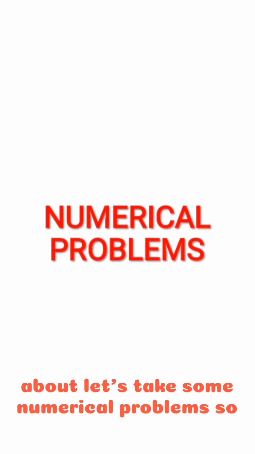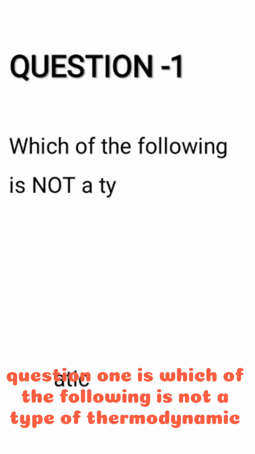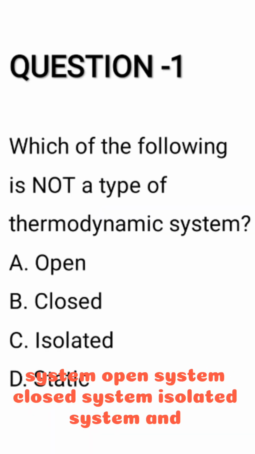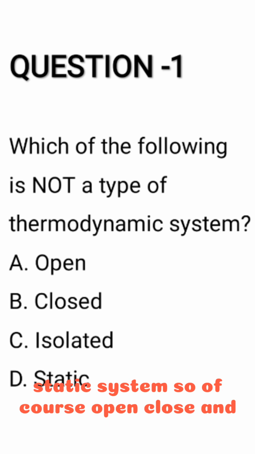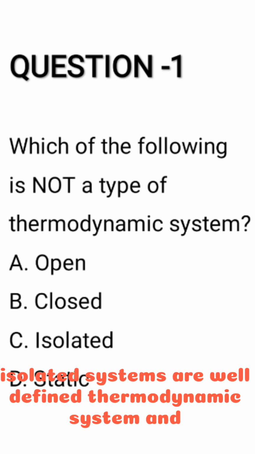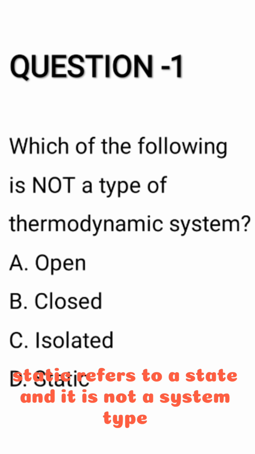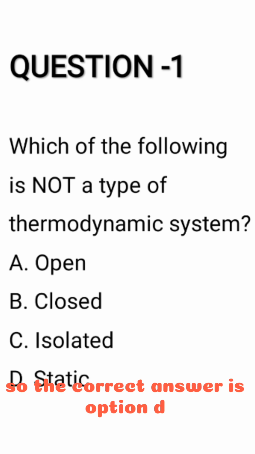Let's take some numerical problems. So question 1 is, which of the following is not a type of thermodynamic system? Open system, closed system, isolated system and static system. Of course, open, closed and isolated systems are well-defined thermodynamic systems, and static refers to a state and it is not a system type. So the correct answer is option D, static.